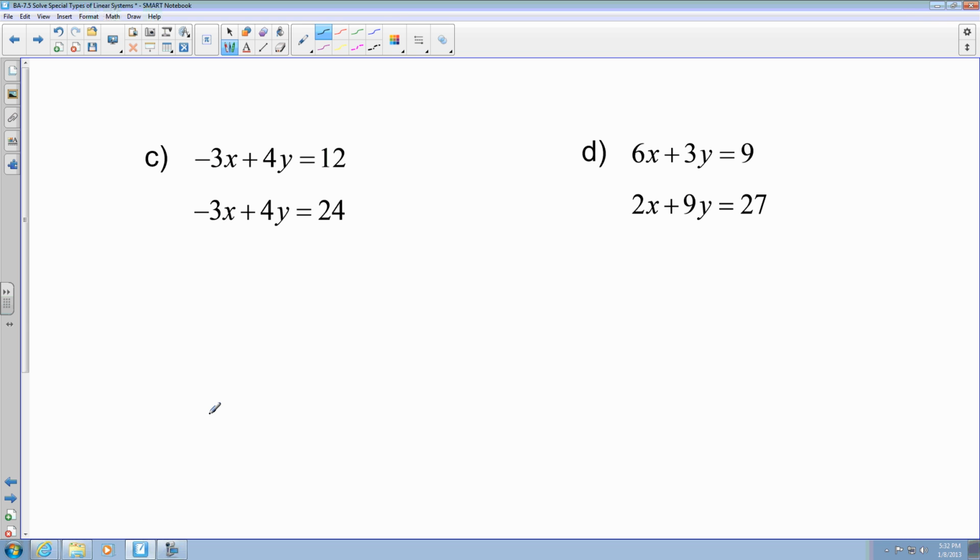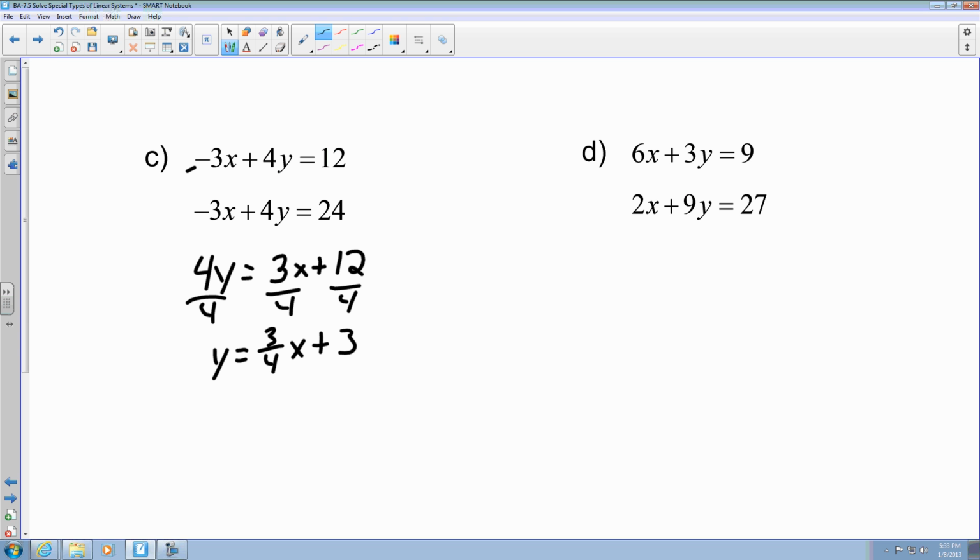Let's look at C. Neither of these are in slope-intercept form, so I'm going to add 3x to both sides, which gives me 4y equals 3x plus 12. Dividing everything by 4, which gives me y equals 3/4 x plus 3. So that's the first equation.